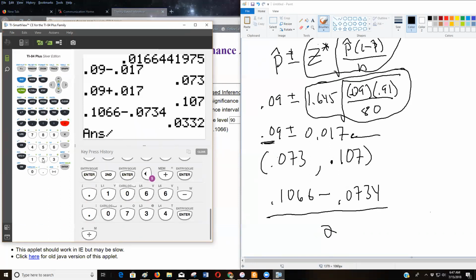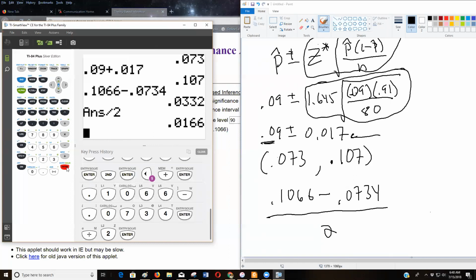Now I'll divide it by 2 to find out. And lo and behold, look what that rounds to. The 0.0166 rounds to 0.017. So you don't have to go through all this formula work if it doesn't make sense. You can just go to the applet and use the applet.